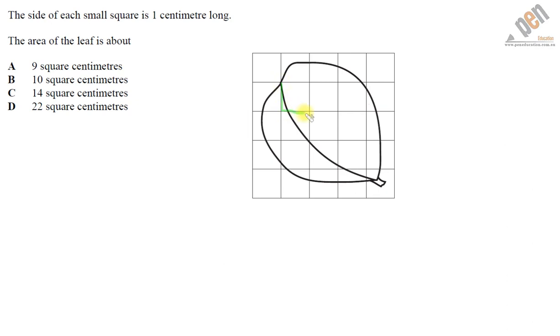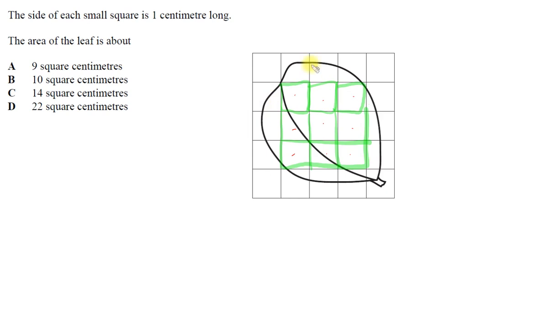This square here, for example, is fully, completely enclosed by the leaf, as is this one, and the others below it. This leaves us with 9 squares that we know are definitely part of this leaf. Now, we also have some partially enclosed squares, like this one here, this, and all the other ones that are around the edges.